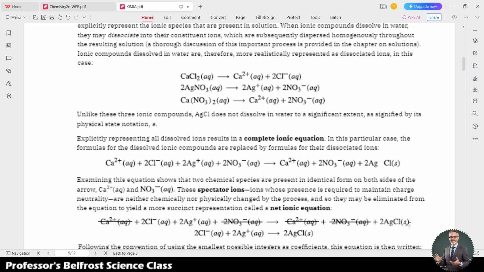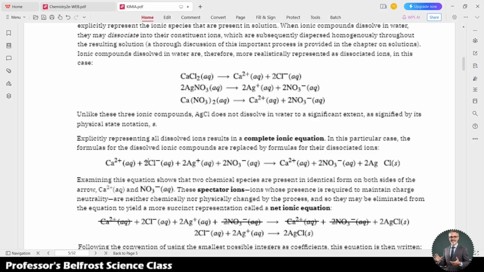So we have seen so far that by examining this equation, we can eliminate some species. For example, Ca2+ exists on the left side and the right side, so we can eliminate it. It's like mathematics. For example, we have 2NO3- here, and we also have 2NO3- on the other side. We can also eliminate it. So we can eliminate the species that are in identical form.